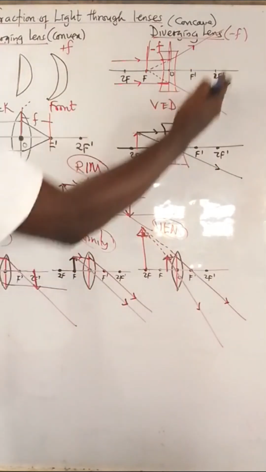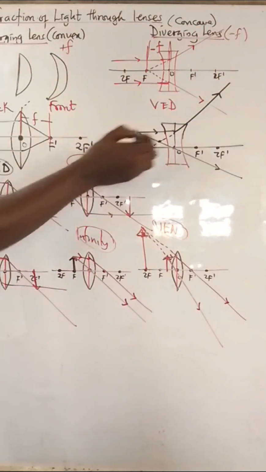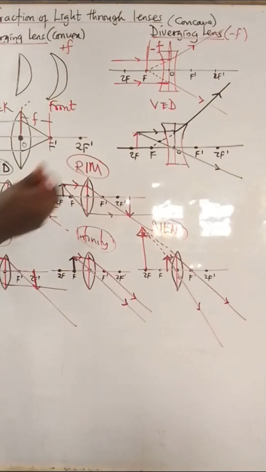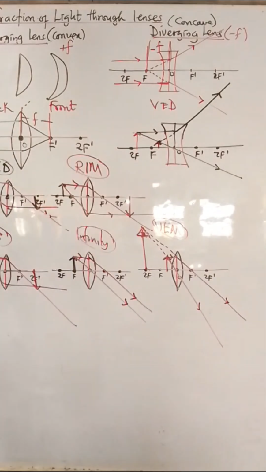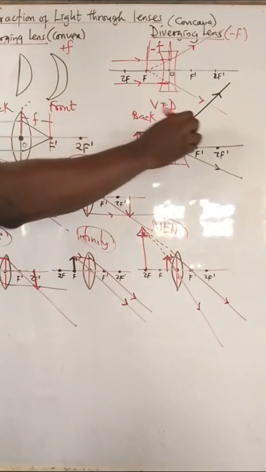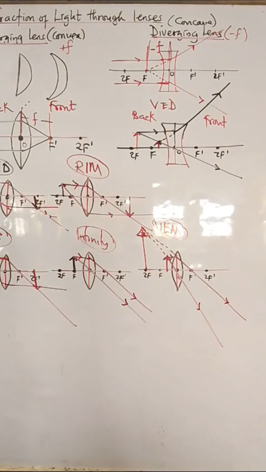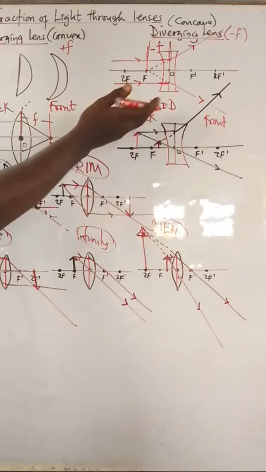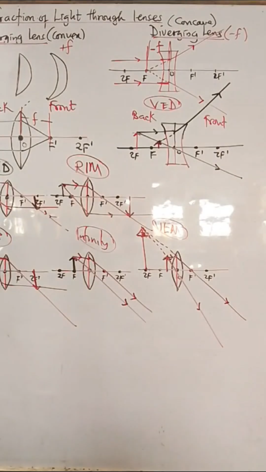So this ray and this ray, if you observe, they are moving away from each other. If you go back, they met here. So where they met is where the image will form. So the image will form here. As you can see, the image is shorter. It is formed at the back. This is the front. If it is formed at the back, it is what? Virtual. It is on the principal axis, so it is erect. It is smaller, it is diminished.